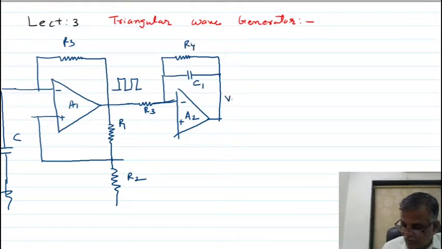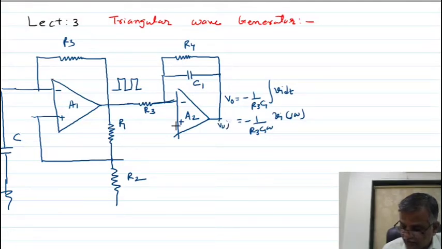And here the output is nothing but minus 1 upon R3C1 integration of Vi dt, or I can write minus 1 upon R3C1 j omega Vi, I can write like this, Vo(j omega), and this is your R compensated resistor.